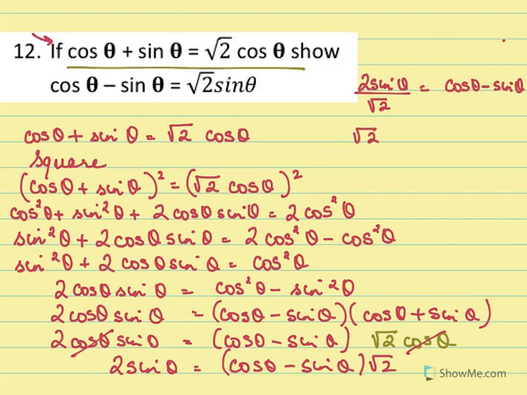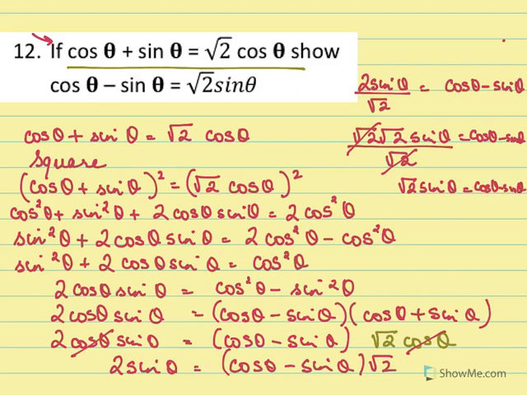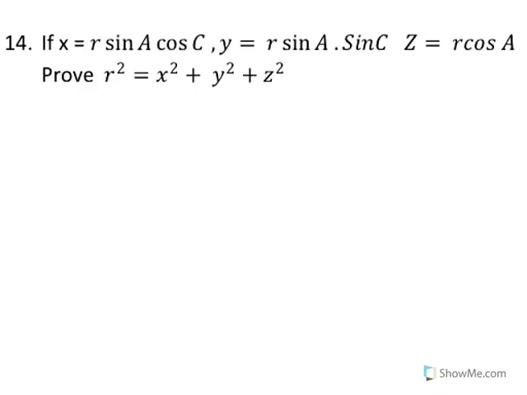2 sine theta over root 2 will become root 2 here. So I'll just do this: 2 is root 2 into root 2. So this is sine theta over root 2 equal to cos theta minus sine theta. So this cancels out. So root 2 sine theta equal to cos theta minus sine theta, and we have proved it. Proved.